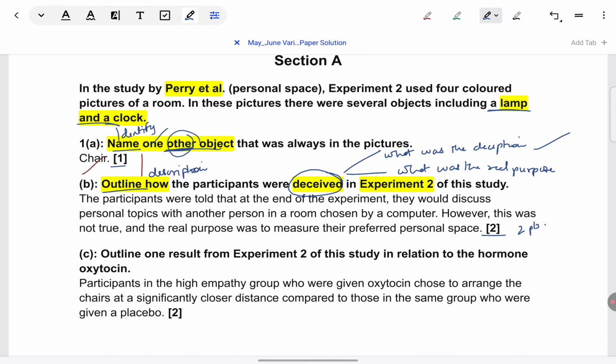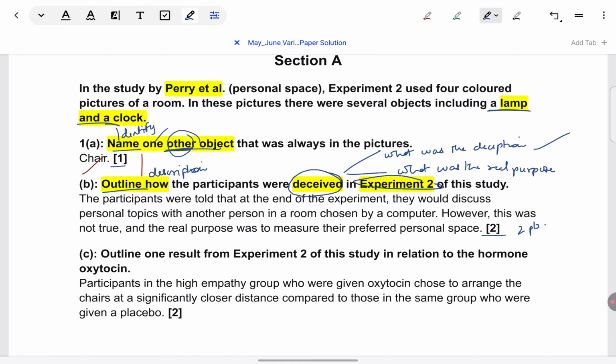Also, one more thing you have to be careful about: some students are in too much haste. Questions should be read very patiently and carefully. It's worth taking the time to read carefully, because many students will not note that this is being asked in the context of experiment 2. Though it's very obvious in Perry et al. that the deception is in experiment 2, some students will still try to make up some point from experiment 1 and present it as a deception.